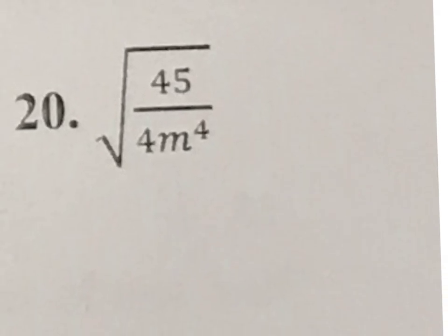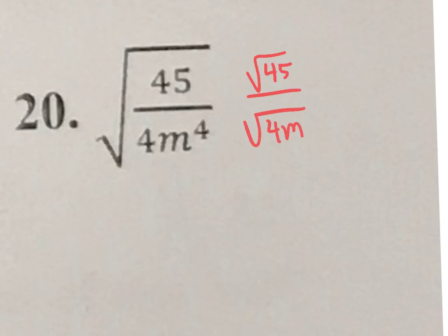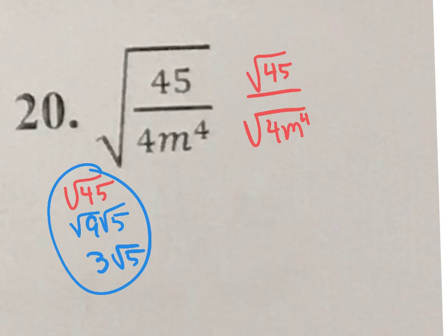Number 20. I recommend always trying to simplify the inside first, but we can't simplify the inside, so we need to move on to splitting that root. Square root of 45 over the square root of 4m to the fourth. So you really have two problems here. Let's do the numerator, the square root of 45, right here on the side. What does that break down to? 9 times 5, and of course you could split the root, so you get 3 square root of 5, and that is the same thing as the square root of 45. So I'm going to write 3 square root of 5 in place of the square root of 45.